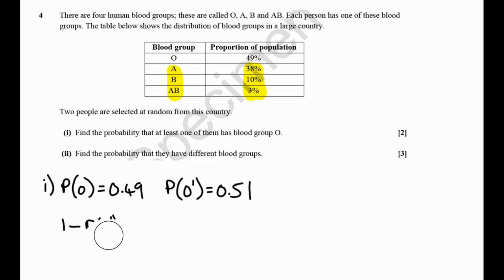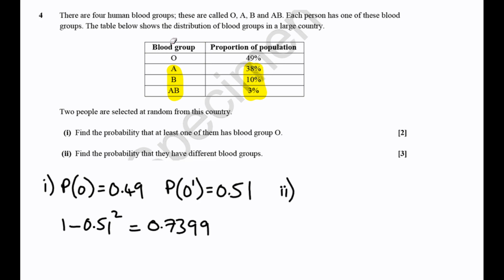So that ends up being 1 minus 0.51 squared. That would be the probability that both of them are not in blood group O, and those are the only ones I don't want to include. So that gets us straight to 0.7399, very fast.